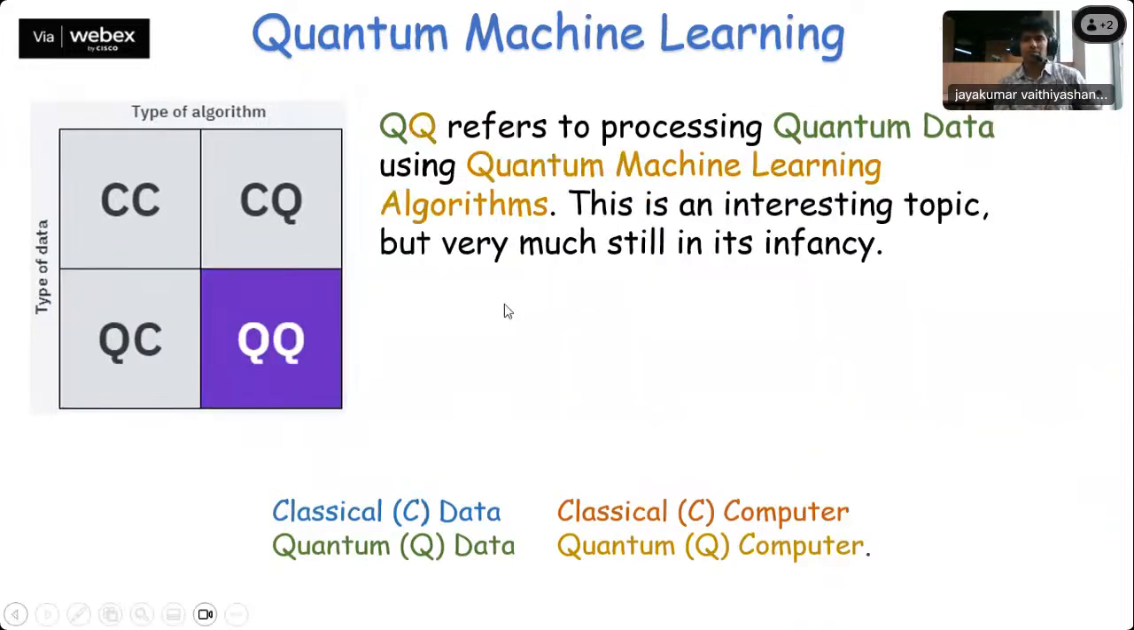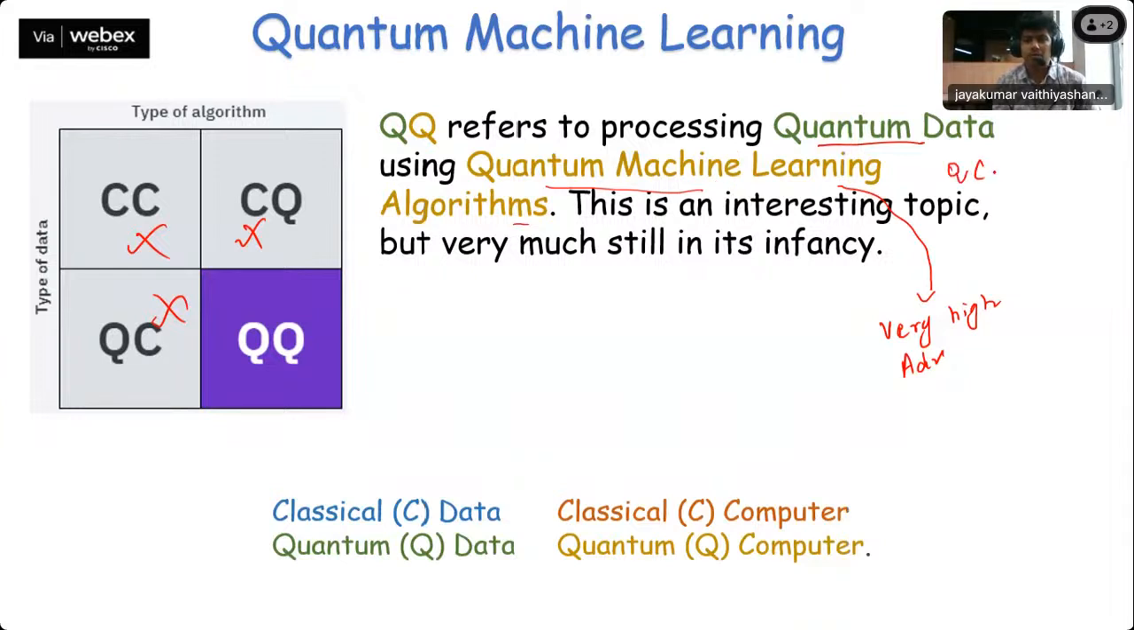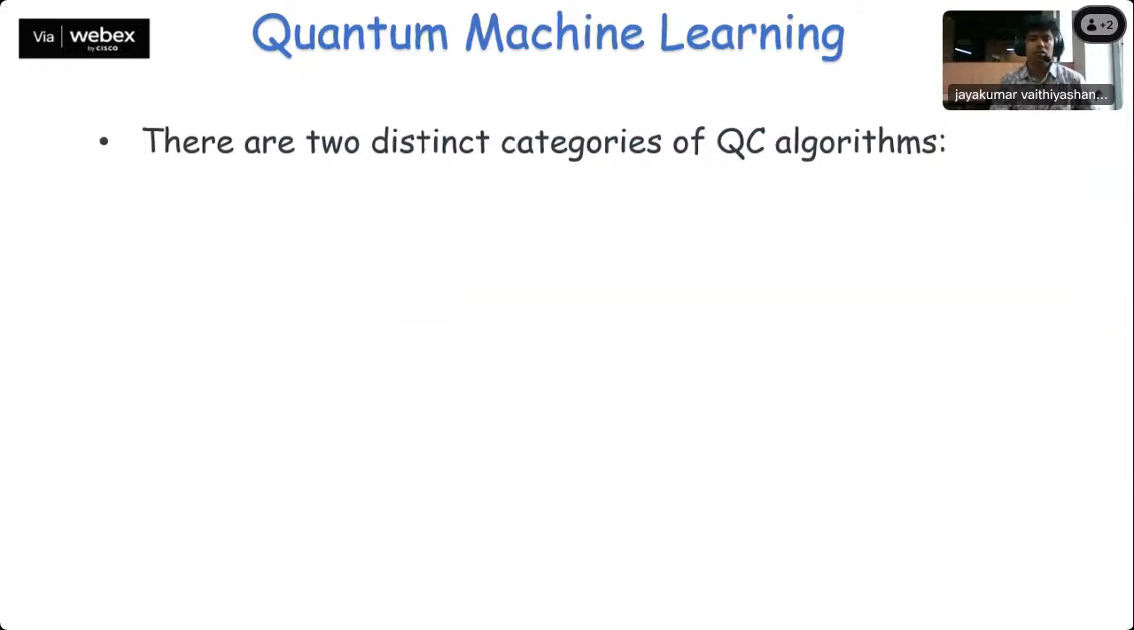The last one is QQ, where you are using quantum data for quantum machine learning. This is very interesting, and it has a very high advantage when compared to all these three. Because we are properly using quantum data, we are able to do it with quantum machine learning and implement it in a quantum computer. If you do so, you will have very good accuracy and very high speed computation.